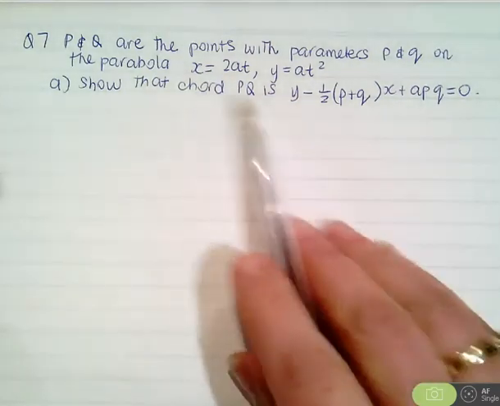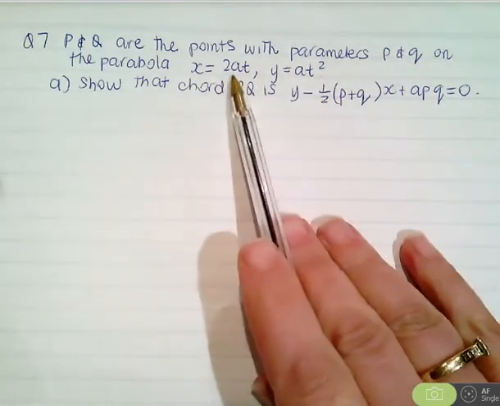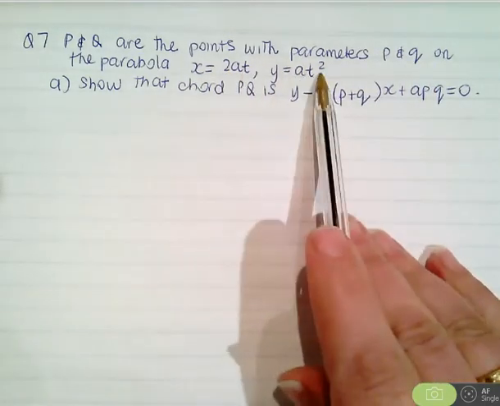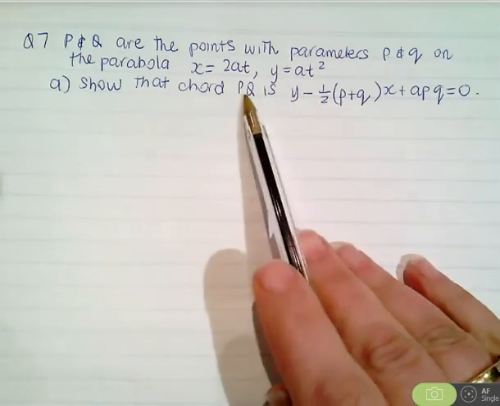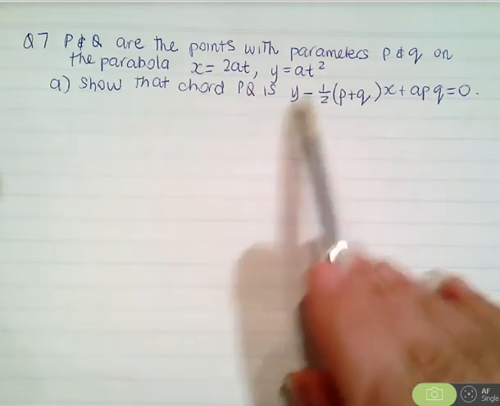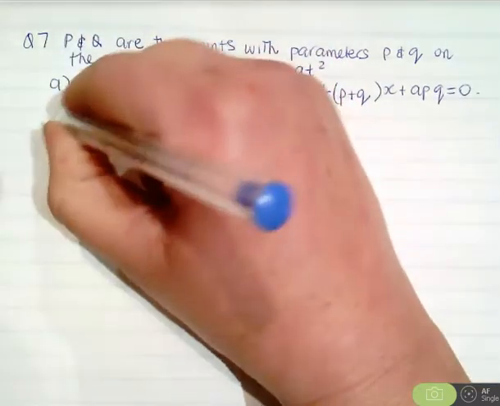So to find the equation of the chord, you need to identify what your 2 points are, which will be (2ap, ap squared) and (2aq, aq squared). Find the gradient of chord PQ and use the point gradient formula. I'm not going to do that here, okay, because we've already done it as an example before.